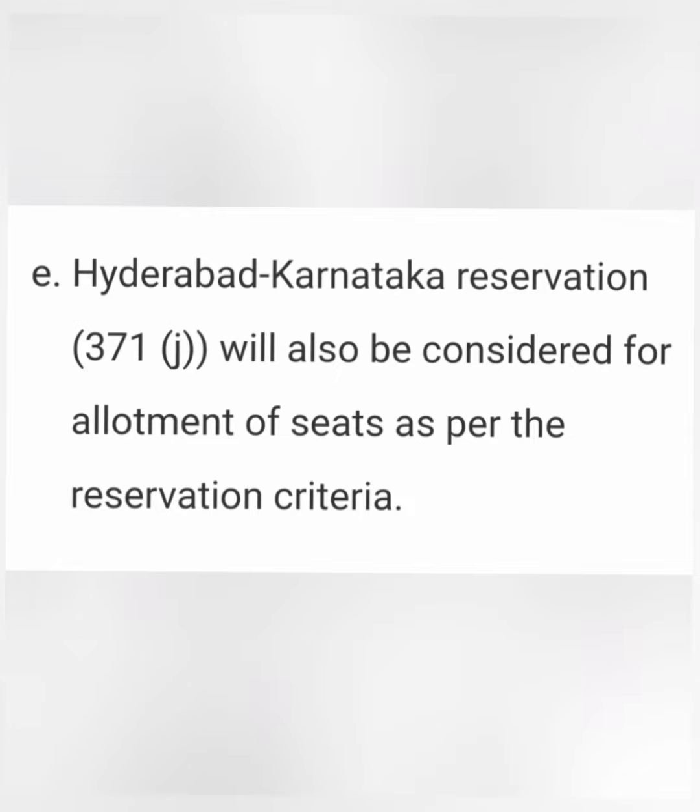Now we will come to point number E, which is for the Hyderabad Karnataka region, or it is also called 371J HKR region. So HKR region students will always be allotted a seat in the HKR category. They will not be allotted a seat reserved for the general merit category. That is the difference. So it is like a general merit. You will get allotted a seat in your own category.